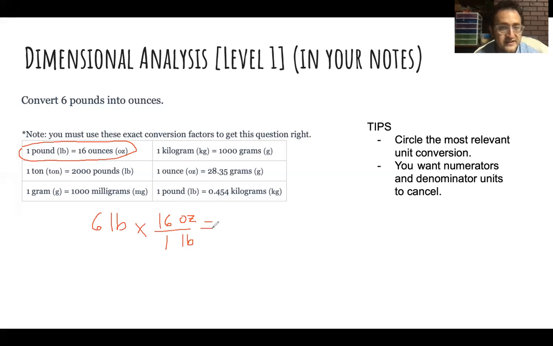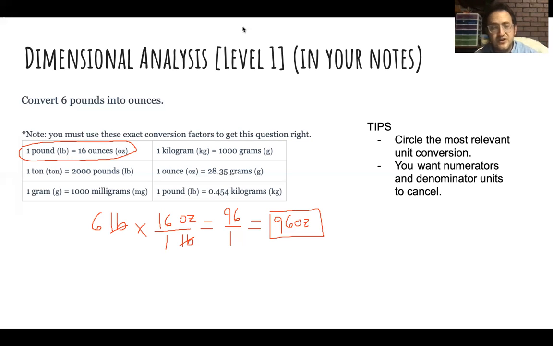And I'm going to multiply 6 by 16 across for a total of 96. And then I just have a 1 in the denominator. And we are just left with 96 ounces. So your level ones typically will have fewer steps. And you'll usually be able to find the conversion that you need in the table by spot.